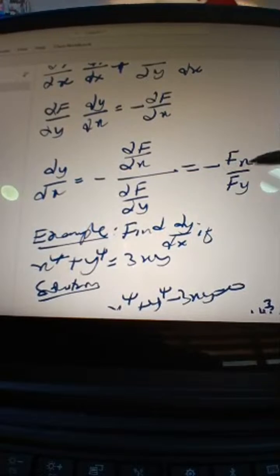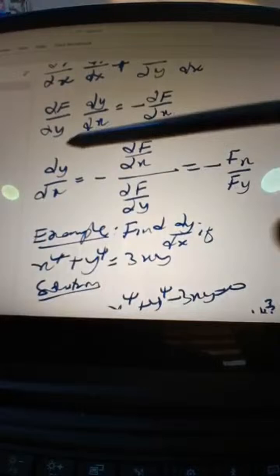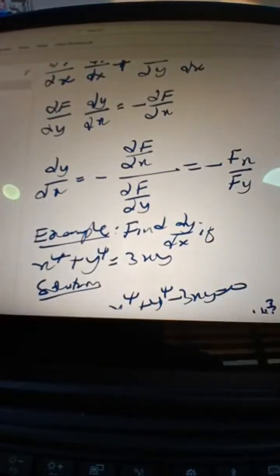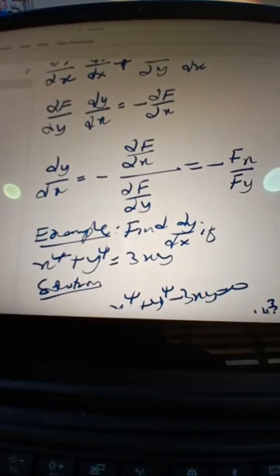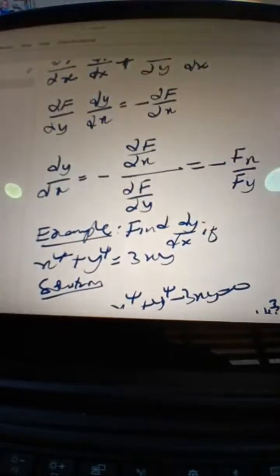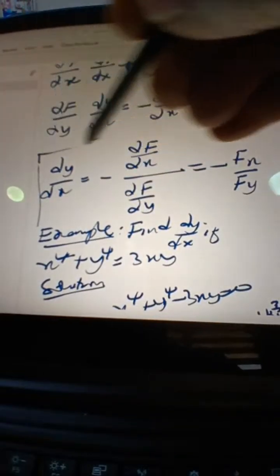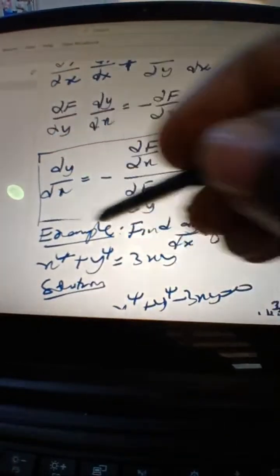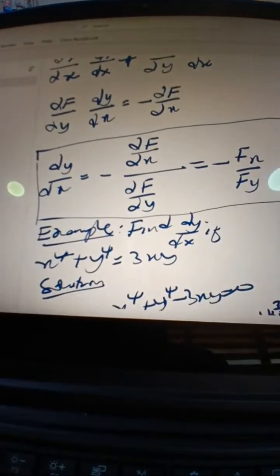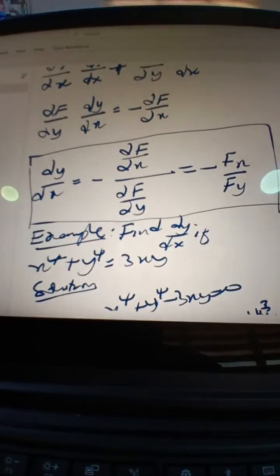This is telling us the differentiation with respect to x over the differentiation with respect to y. So dy dx can be expressed this way. Take note of how this is done. You can look at it carefully. Good. Right. So that does it for this aspect.